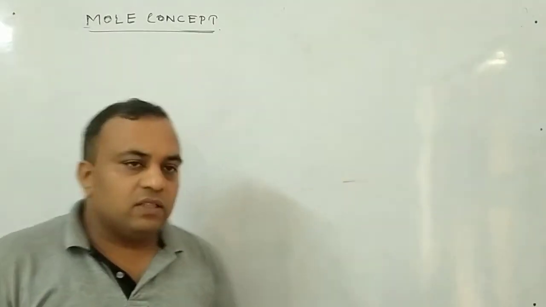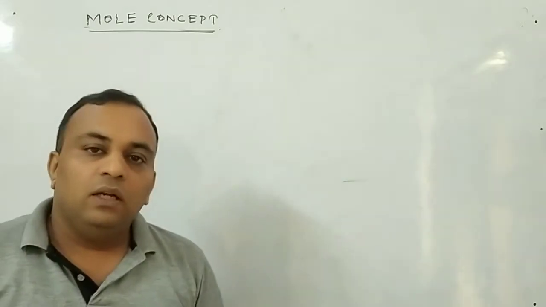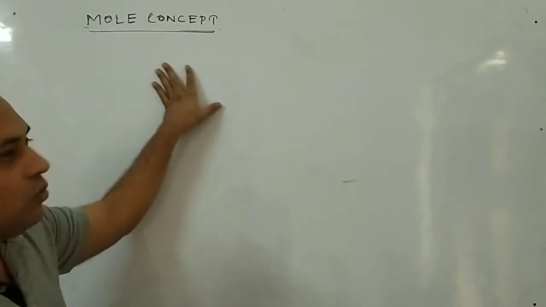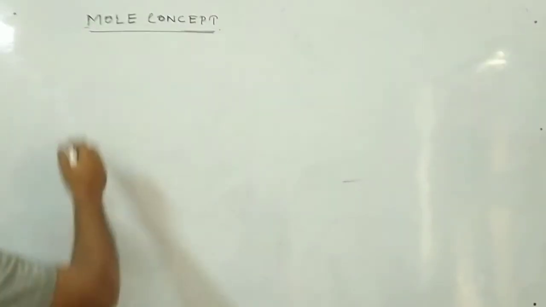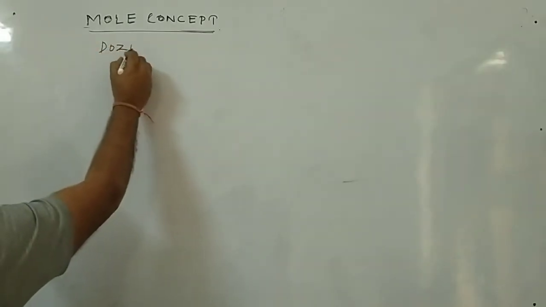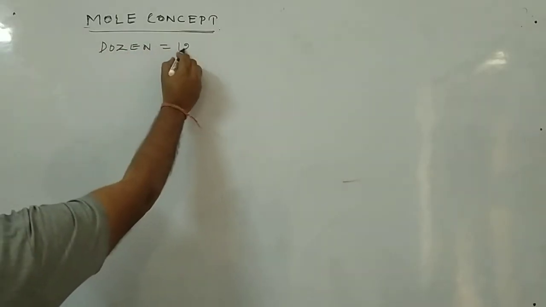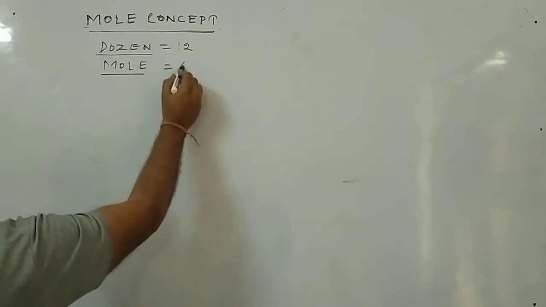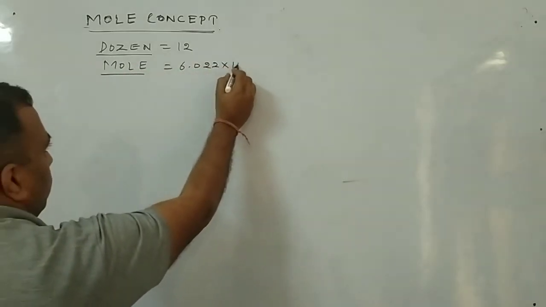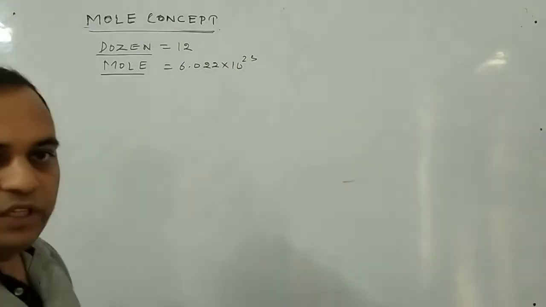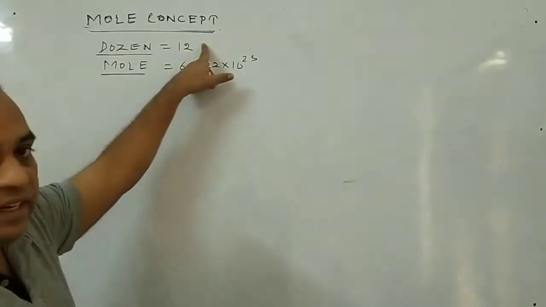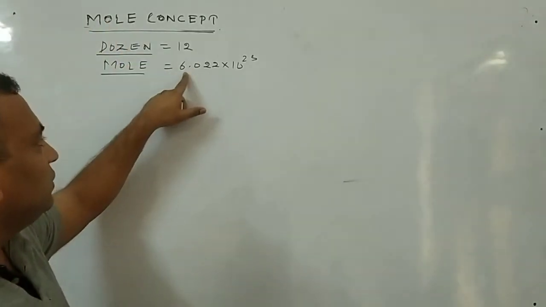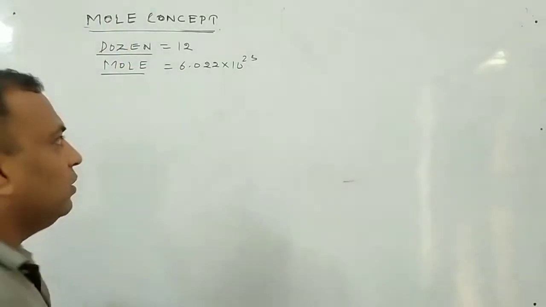Students, today we will discuss the topic mole concept. This is one of the important topics of class 11th. Before I start, I want to tell you one thing: just like dozen means 12, similarly mole means 6.022 × 10^23. Just like dozen is a number equal to 12, mole is also a mathematical number whose value is 6.022 × 10^23.